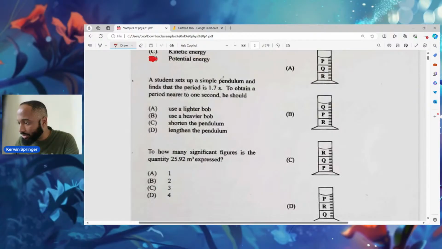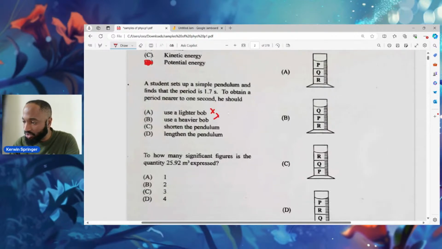A student sets up a simple pendulum and finds that the period is 1.7 seconds. To obtain a period nearer to 1 second, he should, well, increasing the mass doesn't change the period. If he wants it to go faster, he should shorten the pendulum. If he wants it to go longer, he should lengthen it. So the answer is C. Please know that they're going to ask you something on pendulums.